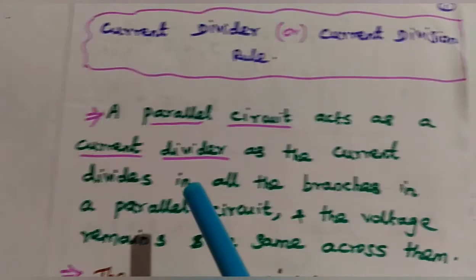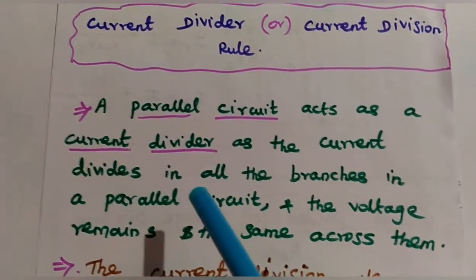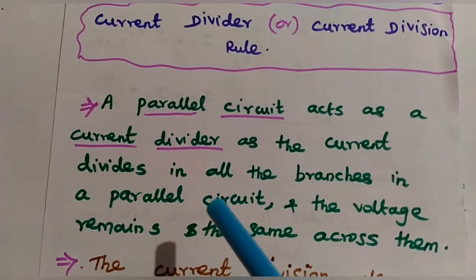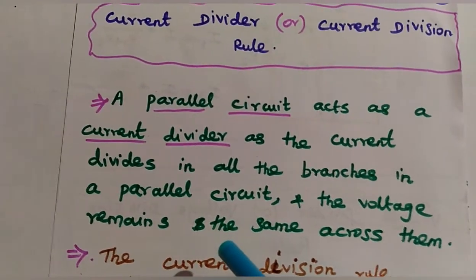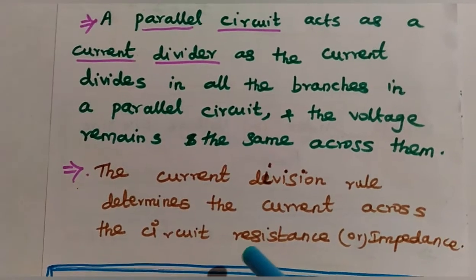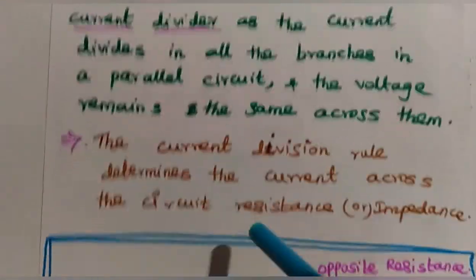Mostly this current divider rule is used in a parallel circuit. In a parallel circuit, the current is divided according to the value of resistance in each branch, and the voltage in that parallel circuit remains the same. So here the current division rule determines the current in a particular resistance or impedance.